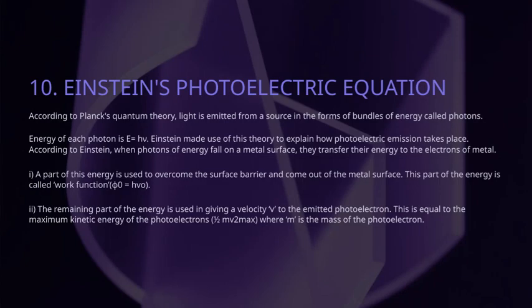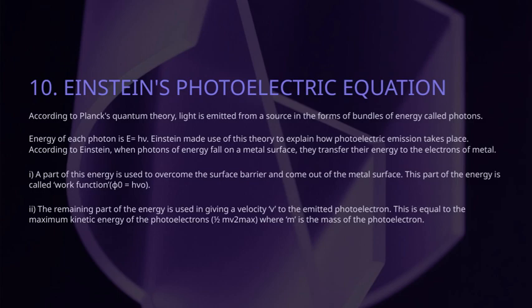Now, let's look at what happens after the photon transfers its energy to an electron. The remaining part of that energy is actually used to give the emitted photoelectron a velocity, which we call v. This velocity corresponds to the maximum kinetic energy of the photoelectrons, which is given by the expression half the mass times the square of this maximum velocity, or 1/2 m v² max. Here, m stands for the mass of the photoelectron.